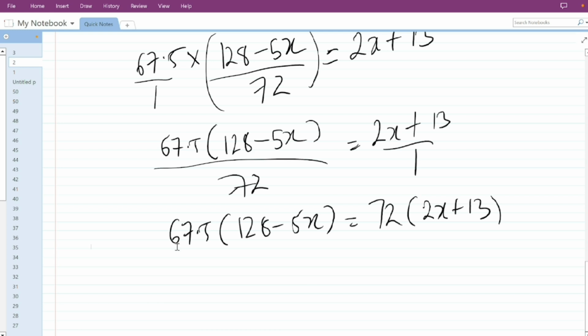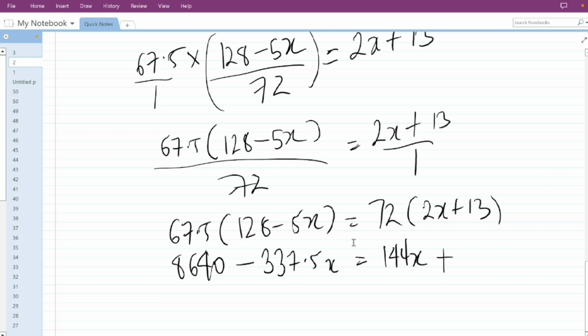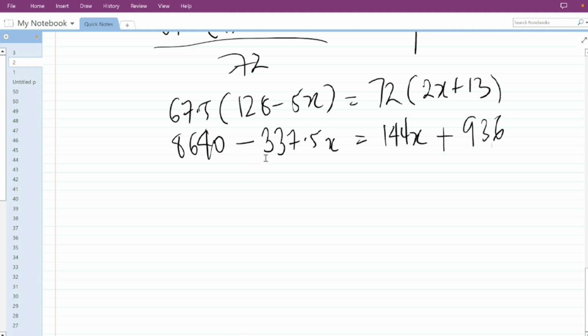We can open the bracket and say 67.5 times 128. That will give us 8,640 minus, because you have minus 5x times 67.5, which gives us 337.5x, equals, on the other side, 72 times 2x, which gives us 144x, plus 72 times 13, which is 936. Now we want our x to be positive, so we'll take this minus 337.5x to the other side to make it positive, and take this plus 936 to the other side.